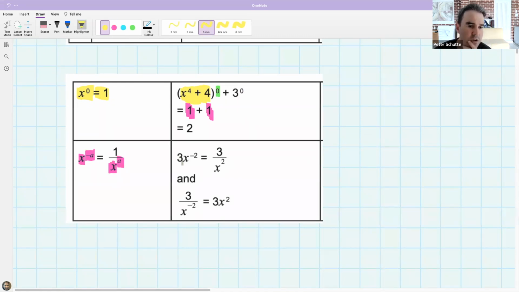So how would this look in practice? If I was on this part here, I wanted the x to be positive, the 3 stays on top, and the x to the minus 2 comes below the line, and then it becomes positive x to the power of 2. And the opposite is true as well. If I have x to the minus 2 below the line, and I bring it above the line, it becomes x to the positive 2.